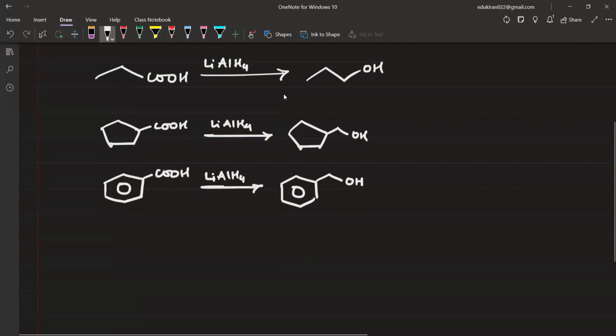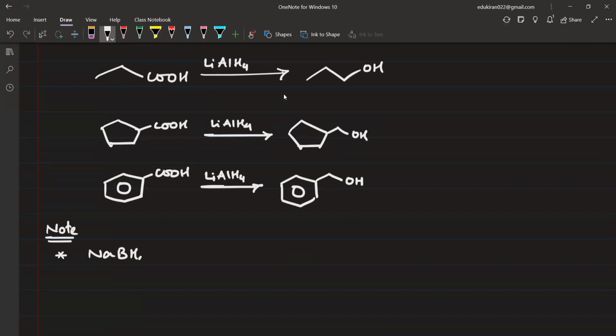Okay, write a note here. Sodium borohydride, NaBH4, does not convert carboxylic acid to alcohol. Therefore, we say that NaBH4 is a selective reagent. That means it selects something and it will react.